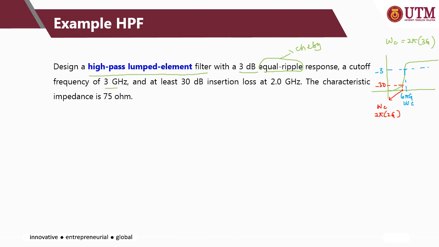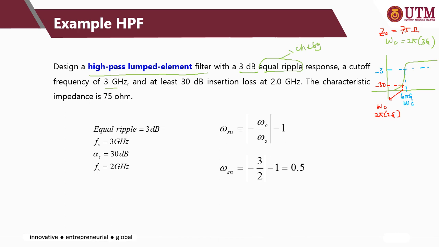Alright, the characteristic impedance Z0 is given as 75 ohm. So the first step is to calculate the N. To get the N, you need to know what is your omega Sn. In this question, straight away the question asks you to design a high pass filter, so you need to consider the omega Sn, the normalized stop band frequency for the high pass filter. In this case, the omega Sn equals 0.5.